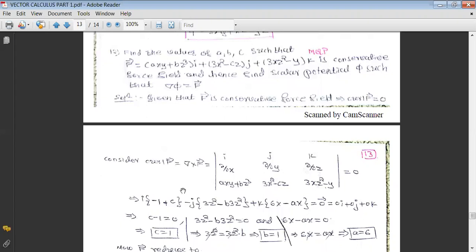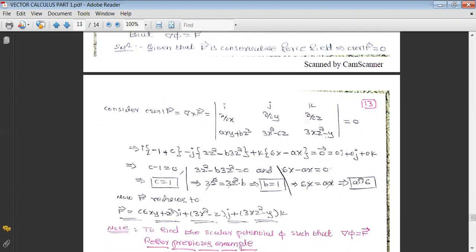The first component is axy plus bz cube. The second component is 3x square minus cz, and the third component is 3xz square minus y, and the curl of f bar is 0. That's why we are equating that to 0.